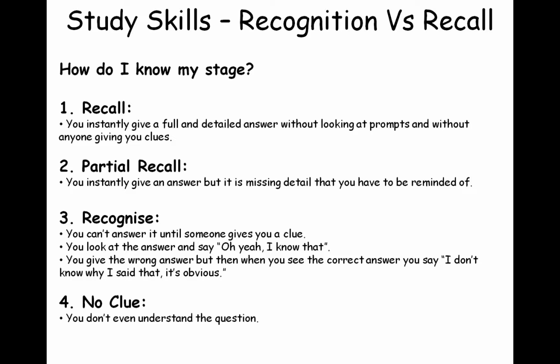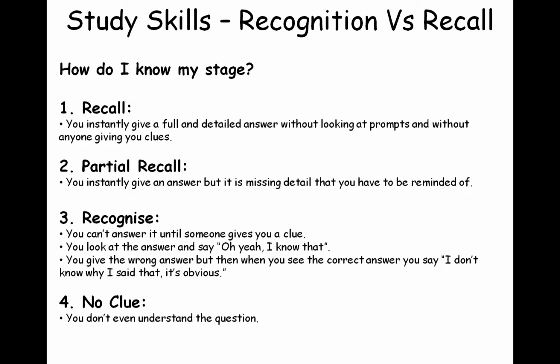So, how do you know what stage you're at? Well, if you recall something, you instantly give a full and detailed answer without looking at prompts and without anyone giving you clues. If you only have partial recall, you instantly give an answer, but it's missing detail. That detail you then have to be reminded of. Next, recognition. You can't answer it until somebody gives you a clue.